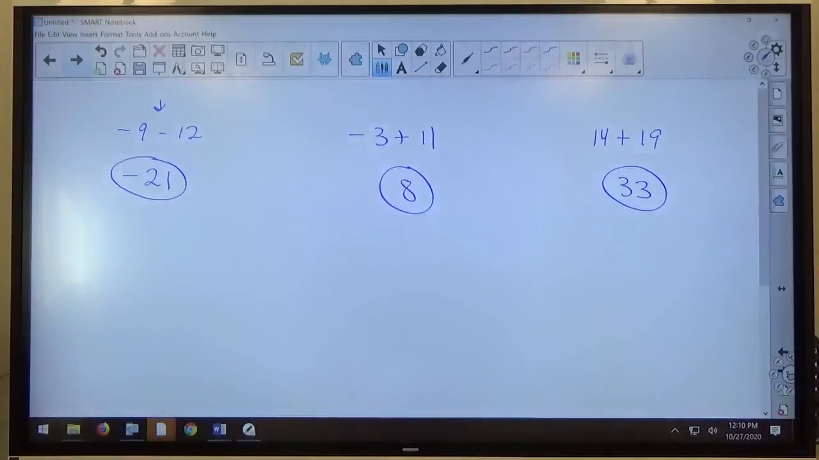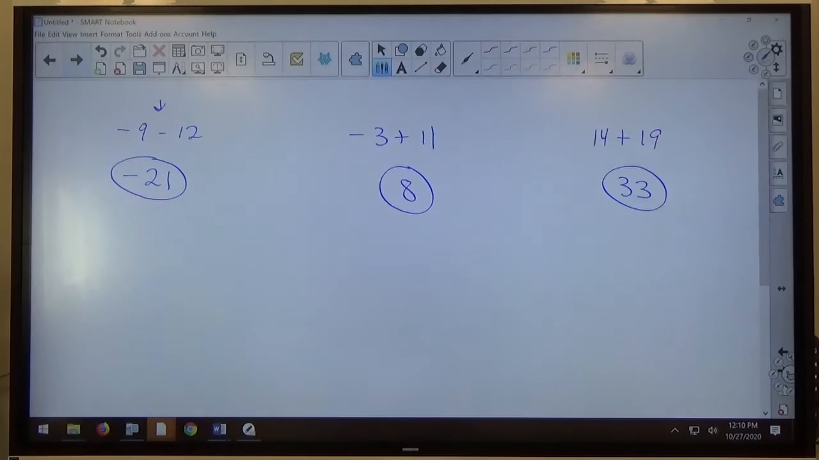Every single time you're dealing with two numbers at a time, should I add or subtract? What should the sign be? Add when the signs are the same, subtract when the signs are different. The bigger number's sign is always the sign of the answer. Every single time you add or subtract in algebra.